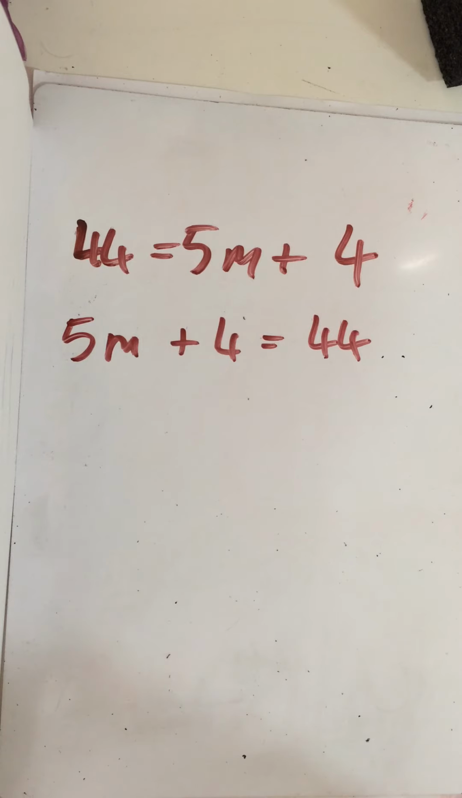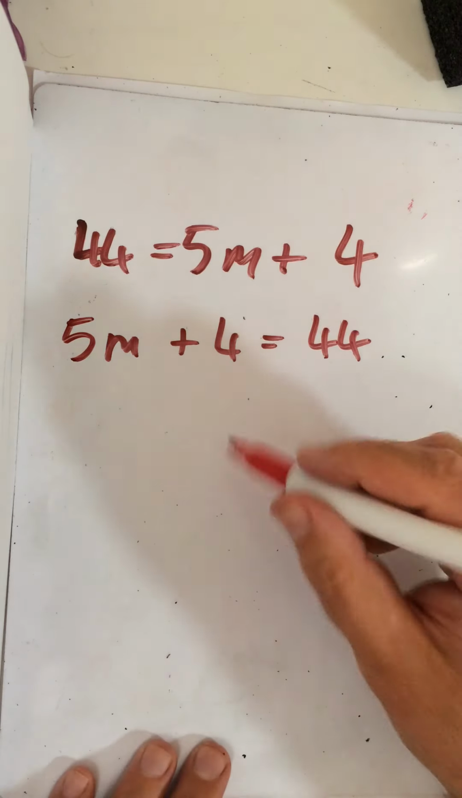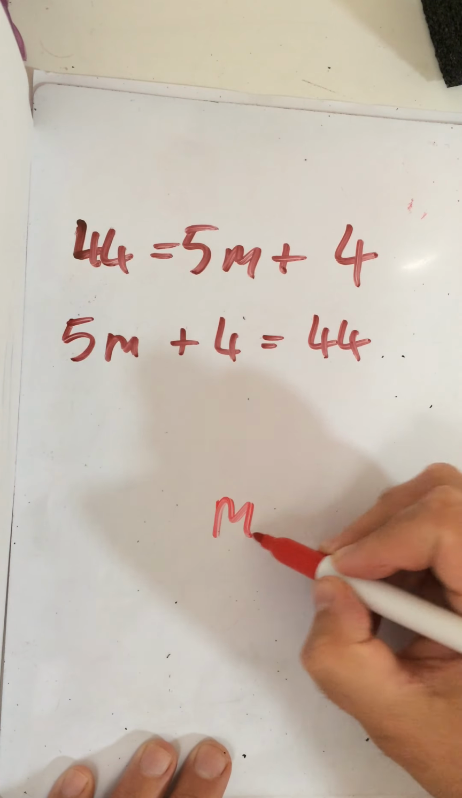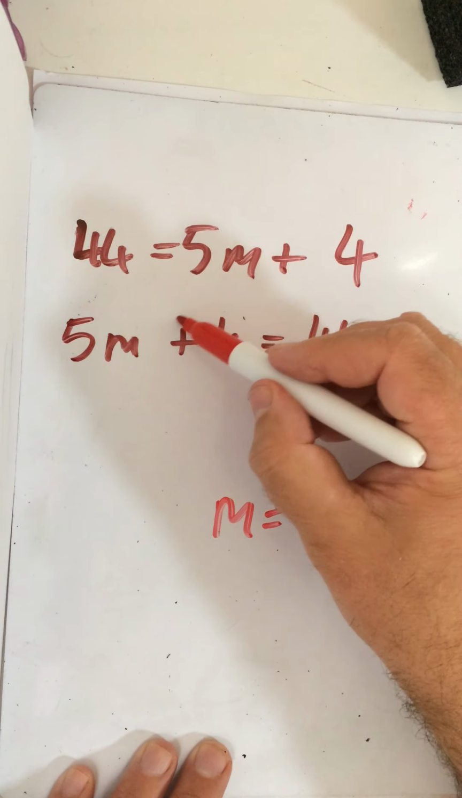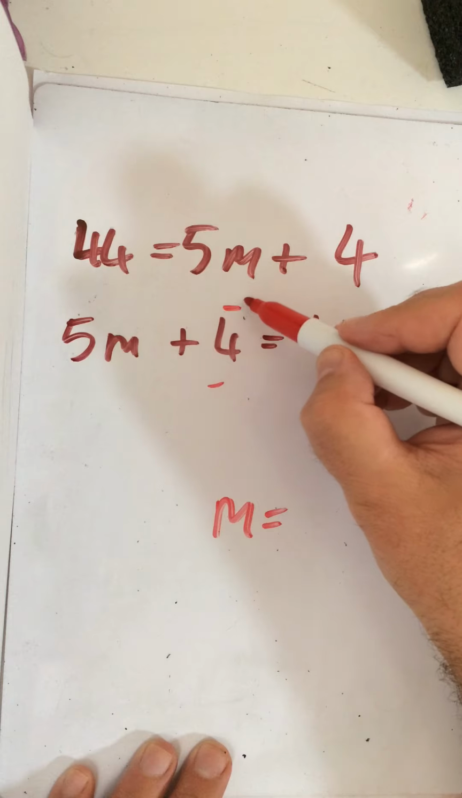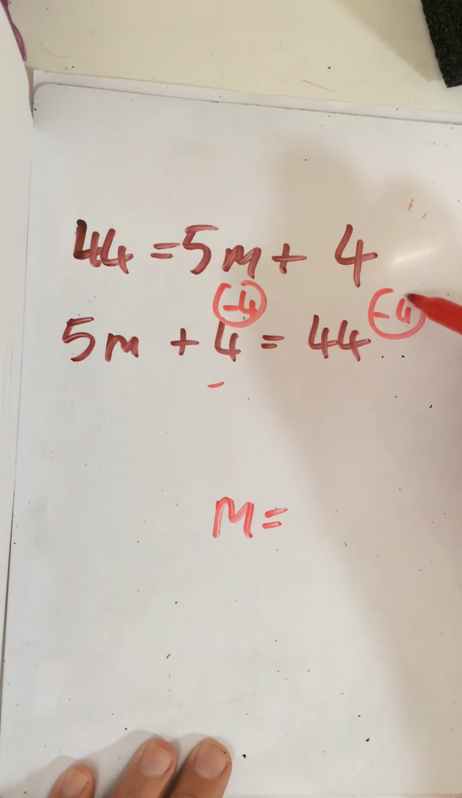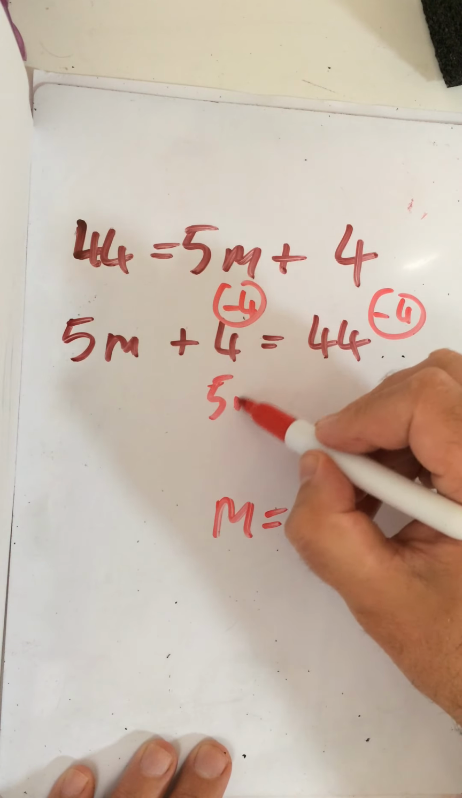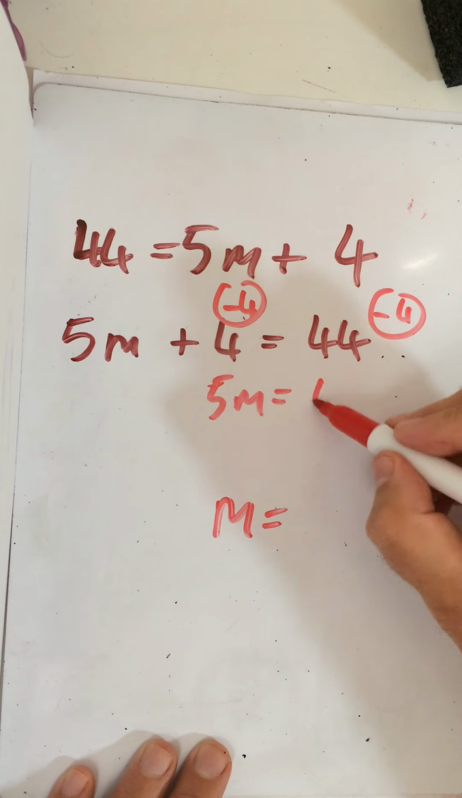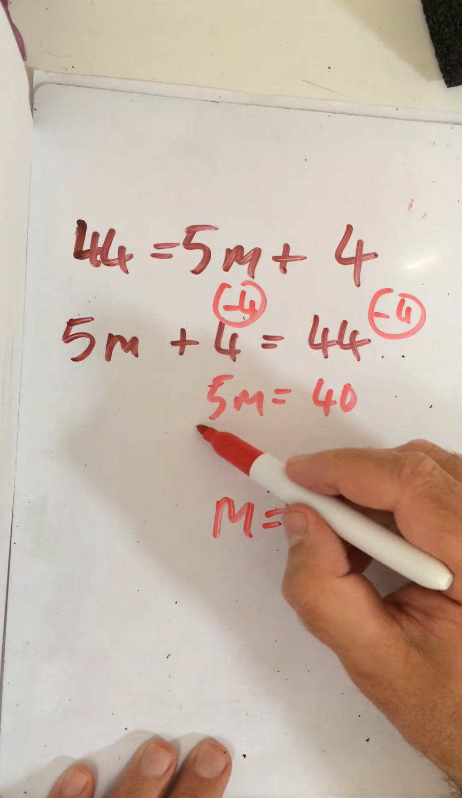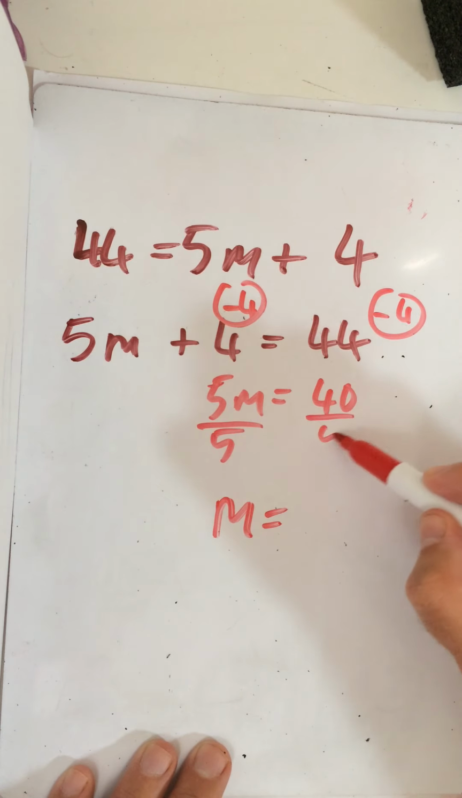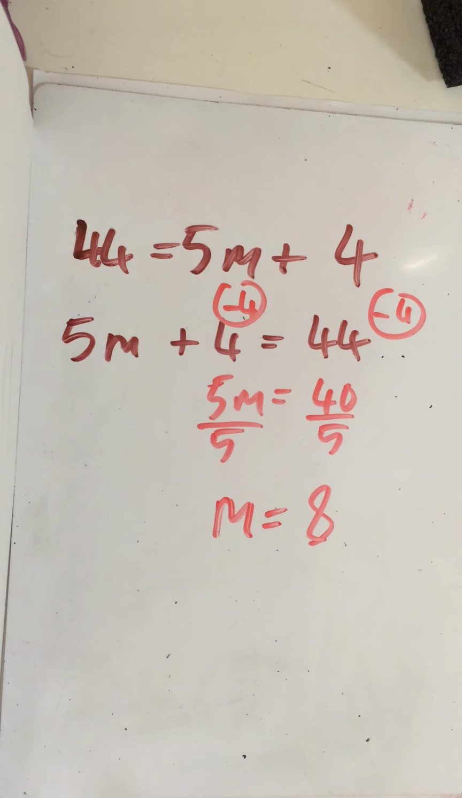So again, once I've done that, it's really, really straightforward, isn't it? I want to be left with m down here. So I want to get rid of this positive 4. So I'm going to take 4 away from it. It's the balanced method. I'm taking 4 away. So 5m is equal to 40. Divide by 5. Divide by 5. m equals 8. Okay, good.